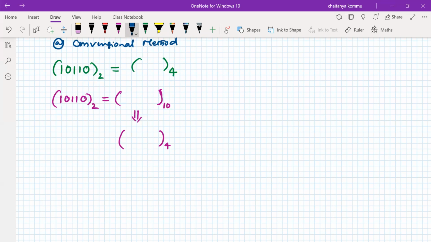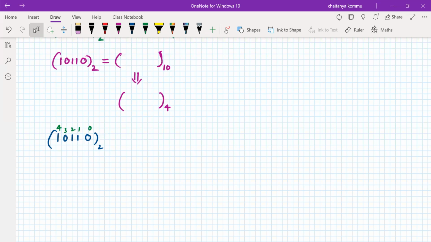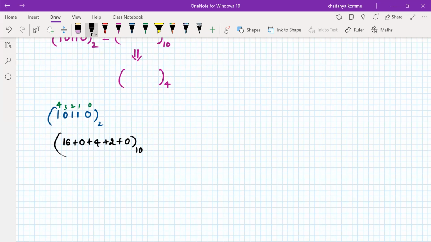The quick method is, for example, 10110 of base 2. What are its positions? 0, 1, 2, 3, 4. So what is this value then? The first one is 2 power 4, which is 16, plus 0, plus 2 twos are 4, plus 2, plus 0. So we can write 1 into 2 power 4 is 16, plus 0 into 2 power 3 is 0, plus 1 into 2 power 2, that is 4, plus 1 into 2 power 1, that is 2, plus 0.